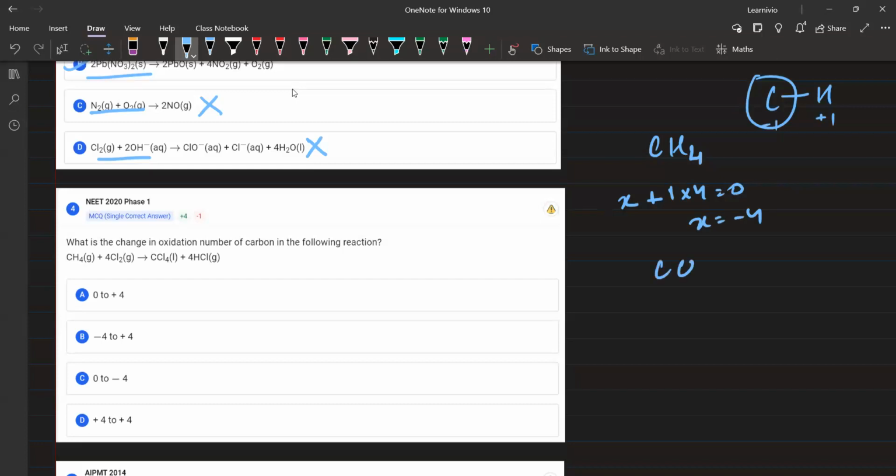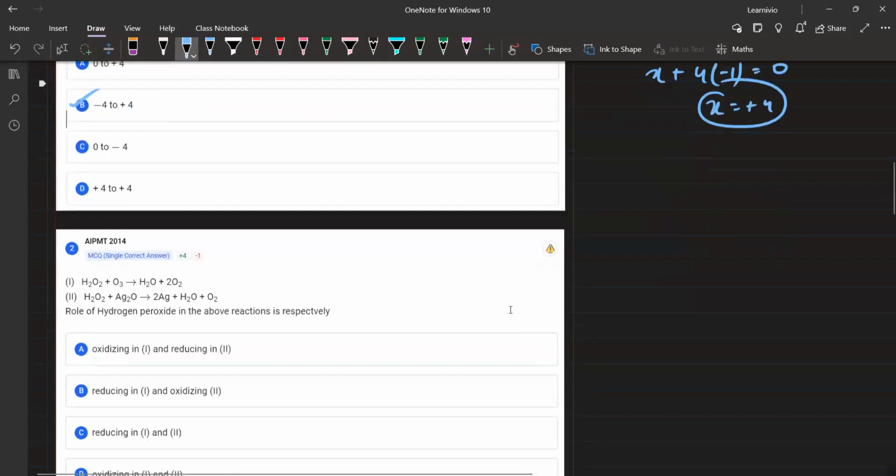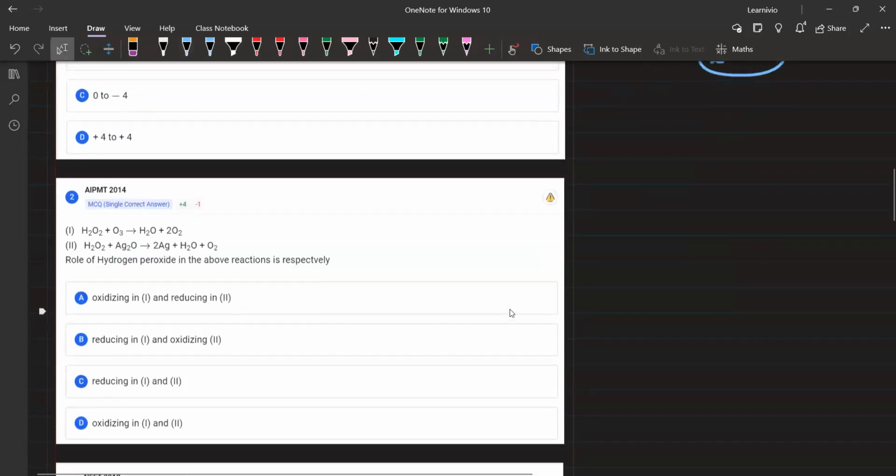And in CCl4, the other way around, x plus 4 into minus 1 because chlorine is more electronegative. This is equal to 0. So x will be equal to plus 4. So it is going from minus 4 to plus 4. Okay. Option B is correct. Does this make sense? Yes or no? Please tell me. Yes, sir. Yes.